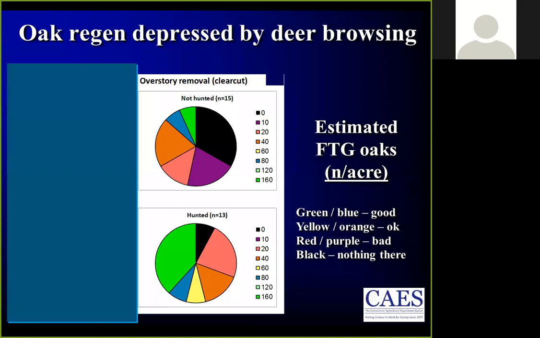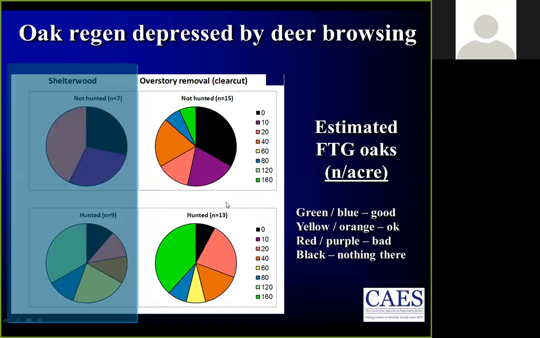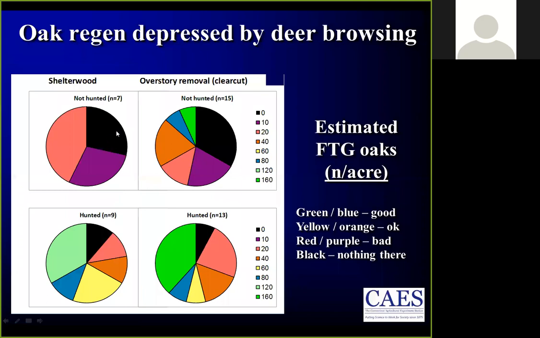If you add in, where's the arrow? There we go. If you add in the areas that are going to have either 60 or 80 yokes per acre, with those that are 160, you're going to see over half the stands. And 90% of the stands are going to have at least 20 yokes per acre. Compare that with up here, where roughly two-thirds of the stands are going to have very few yokes per acre. We found basically the same results in shelterwoods, areas that weren't hunted.